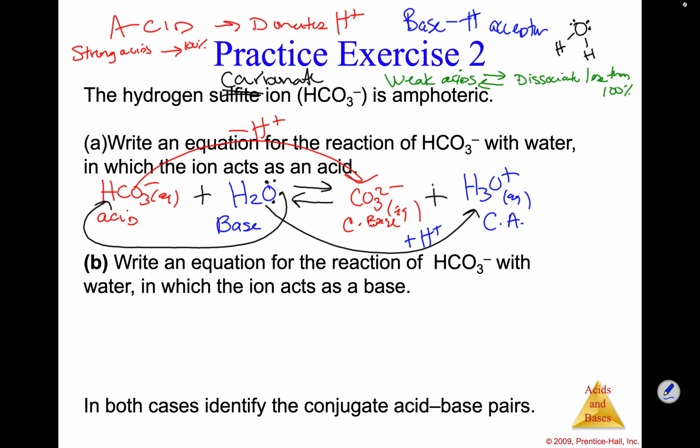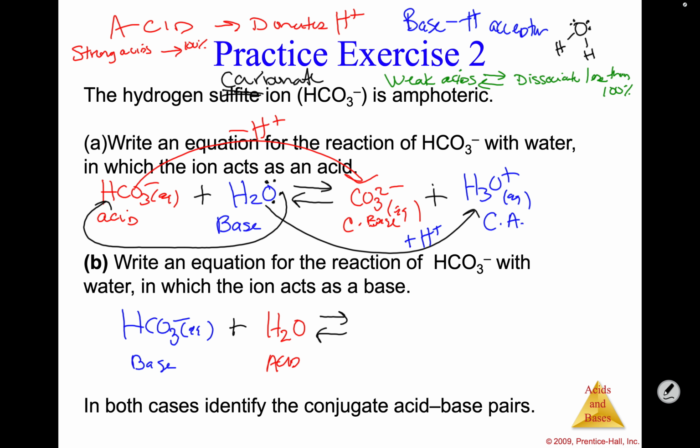Okay, so for B, write an equation for the reaction of hydrogen carbonate with water in which the ion acts as a base. So now I have HCO3 minus acting as a base. So what must water be acting as? An acid. And I have equilibrium arrows because bicarbonate is not a strong base, it's a weak base. We'll get into the details of why throughout the chapter.